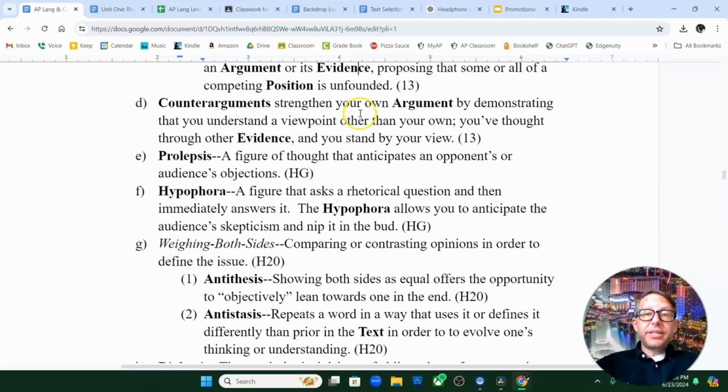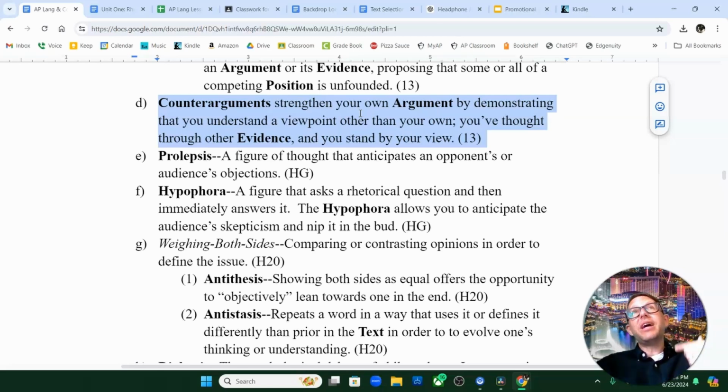Some other things to keep in mind about this whole issue of counter arguments: like I said, they strengthen your argument by demonstrating that you understand a viewpoint other than your own. And think about how cool that is. If you show that you understand all of the viewpoints that are in existence and that you nevertheless came to your own conclusion that such and such is true, then that really strengthens your ethos. Because as it says in the second half of that bullet, you've thought through other evidence and you stand by your view. You know what the opposition has to say, and yet still you state your contrary opinion on that matter. That's a good position to find yourself in.